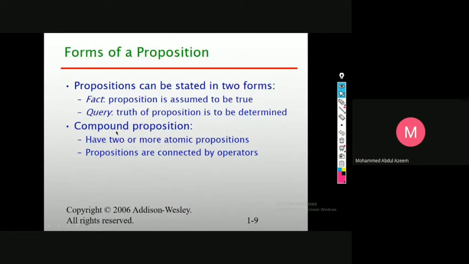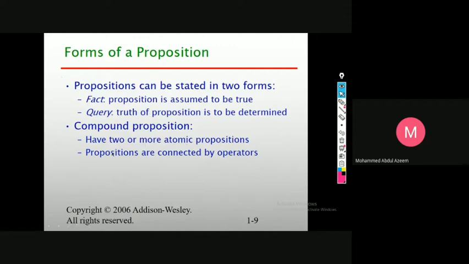Forms of propositions. Propositions can be stated in two forms: facts and queries. A fact is a proposition assumed to be true at the initial stage. A query is a proposition whose truth is to be determined. Right, a query is the one whose truthfulness you are going to determine. So these are the two different forms of proposition you generally find in logic programming.